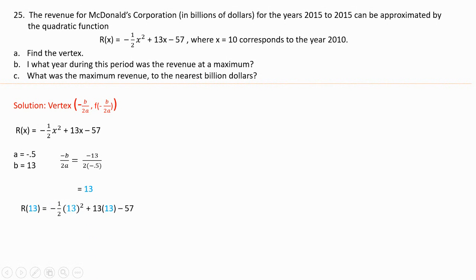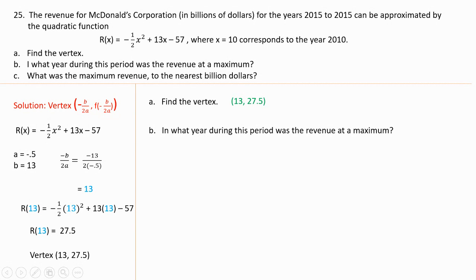Now to find the y part of the vertex, we plug 13 into the original function, for the x squared and also where the 13x is. If we put it in the calculator, it's going to give us 27.5. So my vertex is 13, 27.5. Now for parts B and C, once you find the vertex, the answer for B is the x part of the vertex, and the answer for C is the y part of the vertex. So this is the answer for A, my vertex.